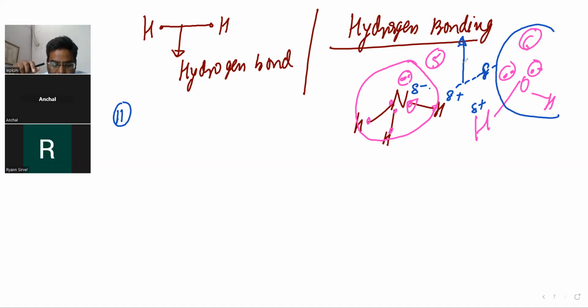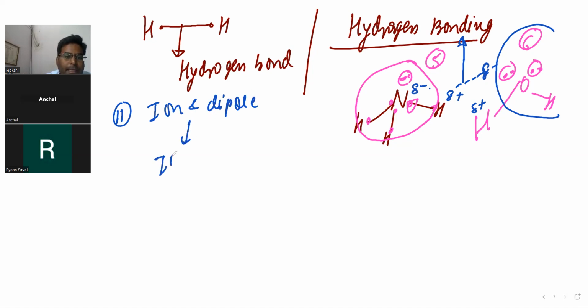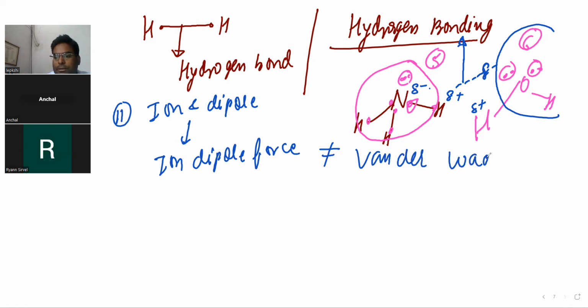At this point, it is important to note that the attractive force between ion and dipole is known as ion dipole force. These are not van der Waals forces. So when there is attraction between ion and dipole, it is called ion dipole force. It is not equal to van der Waals force. Understood? So let's see the different forces separately in explanation.